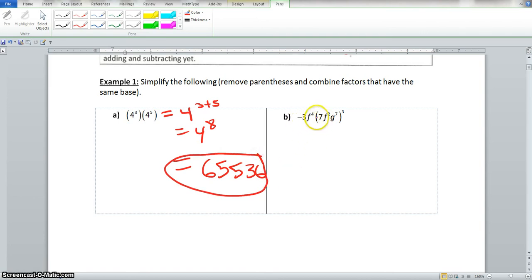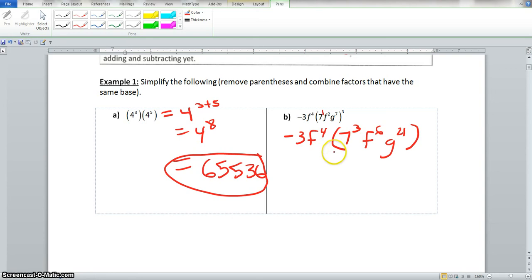Now, we have negative 3f to the 4th times the parentheses 7f to the 2nd, g to the 7 to the 3rd. Now, the first thing we have to do is take care of what's inside of this parenthesis as far as this exponent. So this would become 7 to the 3rd, this would be f to the 6th, and this would be g to the 21st. Because remember, when we take a power to a power, we multiply. And remember, this 7 is assumed to be to the 1st power, so that's 1 times 3, which gives us 3.